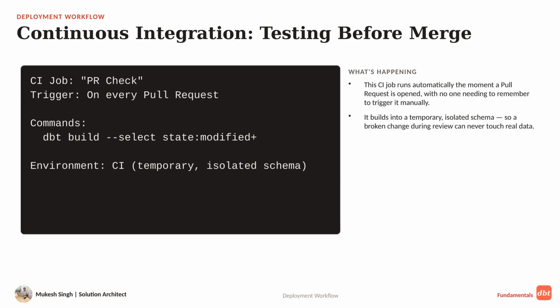It triggers automatically the instant a pull request is opened, with nobody needing to remember to run it by hand. Critically, it builds into a temporary, isolated schema, so even a genuinely broken change, caught mid-review, can never touch real production data. If this check fails, the pull request is blocked from merging until it's fixed. A failed CI check is meant to feel routine, not alarming. It's simply the system doing exactly the job it was built to do.